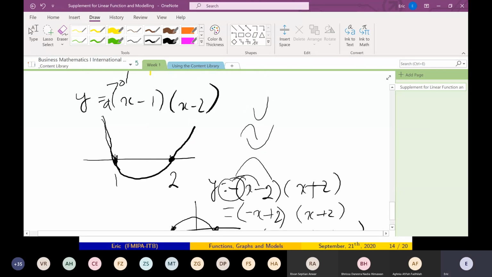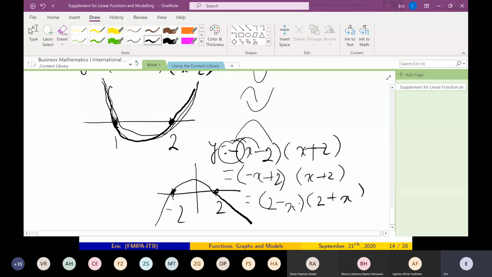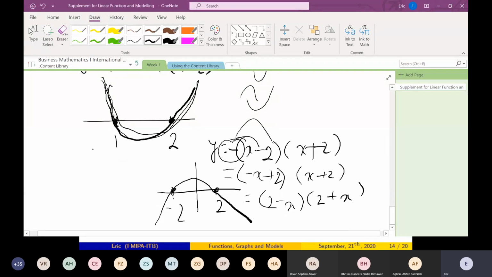So if you are given the zeros, you can just plug in the zeros, you can just graph this if positive, or this if negative. But if you have something like this, 2 minus x, 2 plus x, or maybe like this, 3 minus x, 3 plus x, so you should have something like this. Minus 3, 3.